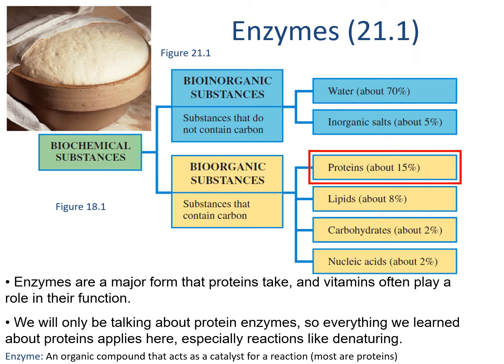We're talking about enzymes in Chapter 21, and remember that enzymes are a form that proteins take, one out of many forms that the proteins take. And because vitamins are often associated with enzyme functions, we'll talk about vitamins in this section as well. Enzymes are any organic compounds that act as catalysts for a reaction, and most of the time they're proteins. We'll talk about a few special examples in Chapter 22 where ribosomes function as enzymes.